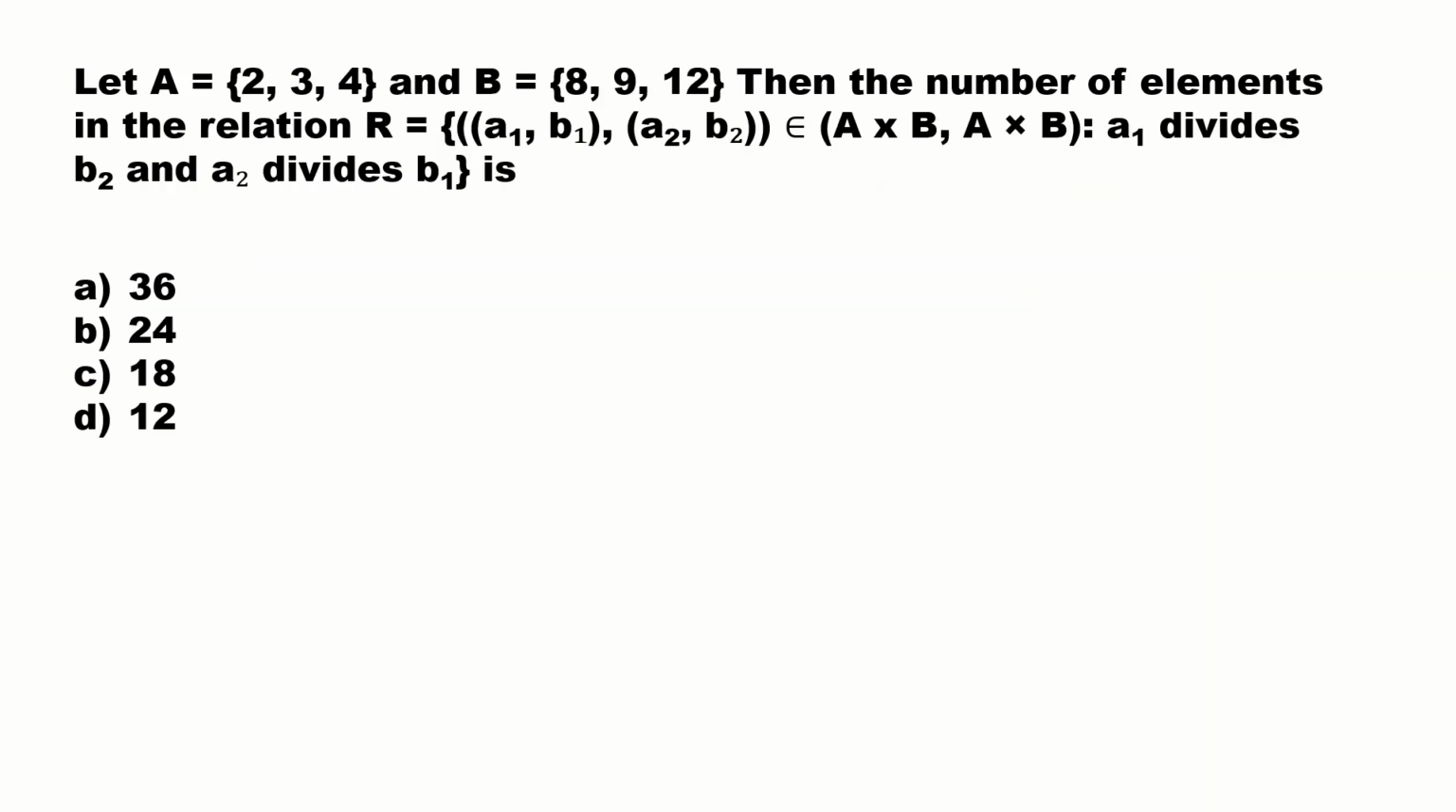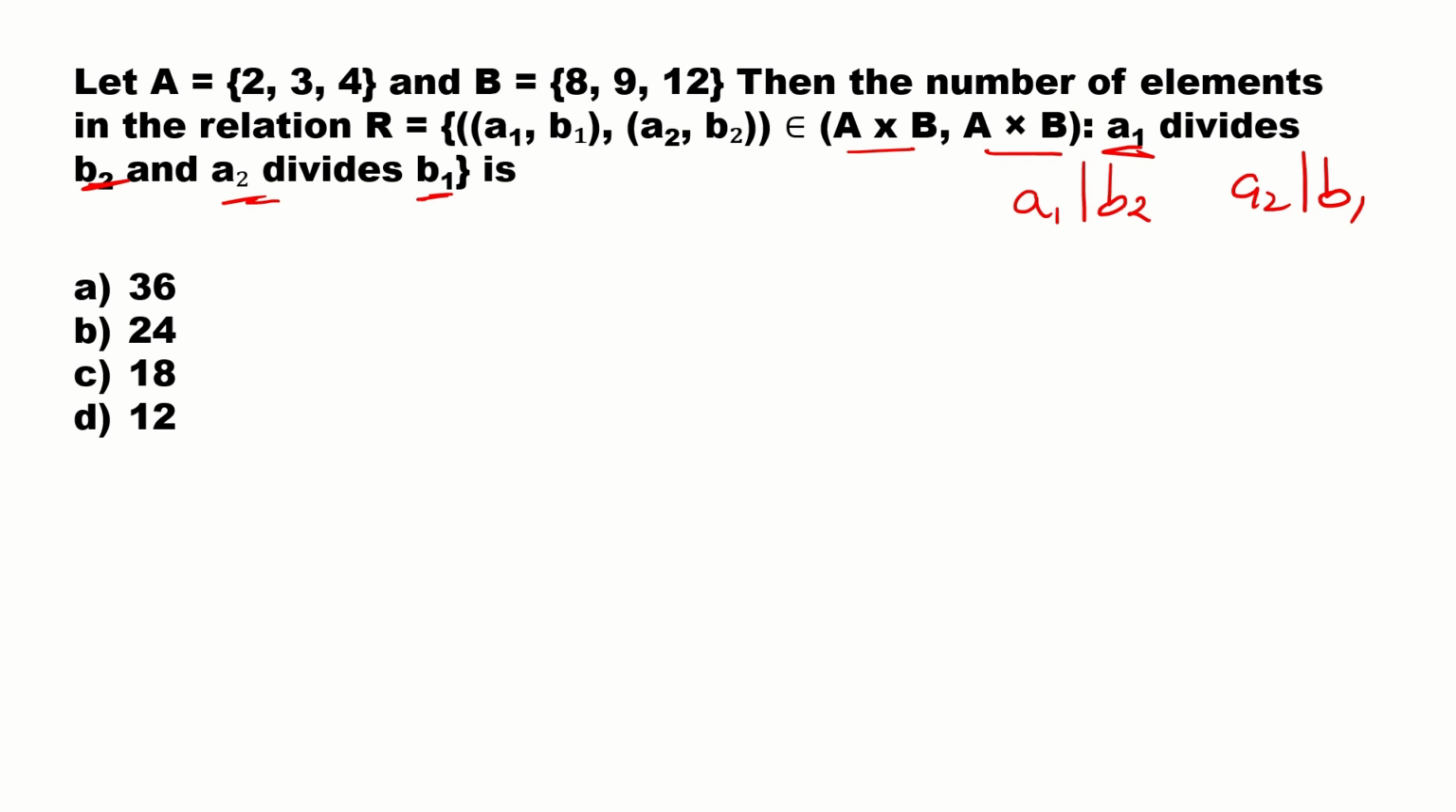Last question. Let A equal to {2, 3, 4}, B equal to {8, 9, 12}. Number of elements in the relation R equal to {((a1, b1), (a2, b2)) belonging to A cross B, A cross B, where a1 divides b2 and a2 divides b1}. So we have to find a1 divides b2 and a2 divides b1. Examples of this would be (2, 4), (2, 6), something like that. That is, a1 is a factor of b2.